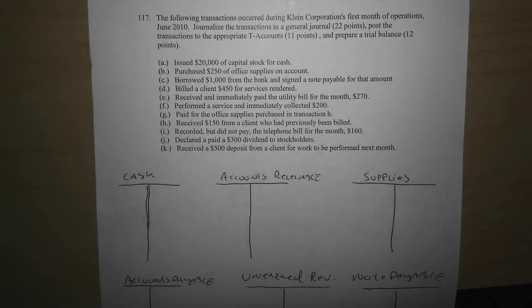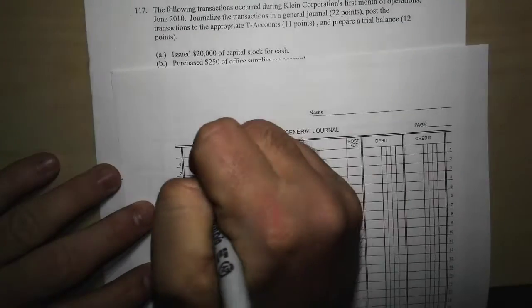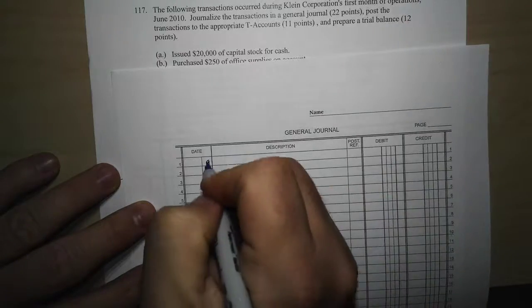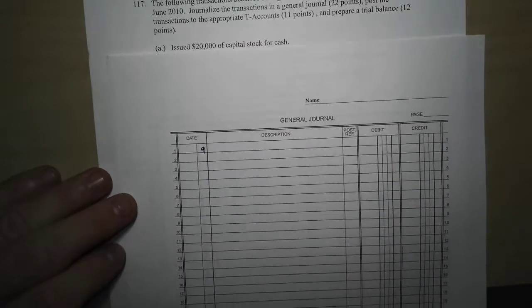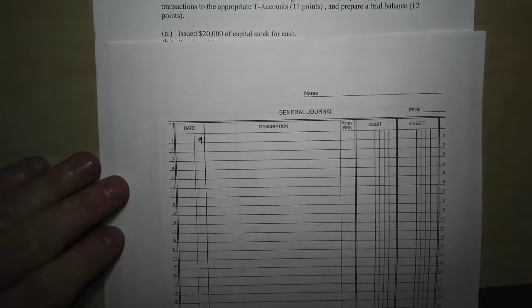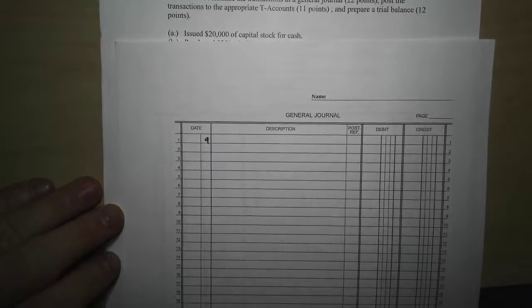All right, so let's start with journalizing the transactions. The first part of the accounting cycle is to analyze the transaction and then journalize the transaction, and then we post it second. So let's take a look at issue $20,000 of capital stock for cash. For the date, I'm just going to write the letter A there. If there was a date there, like May 1st or May 2nd, I would just list the date. But for the purposes of this assignment, we can just put the letter A there.